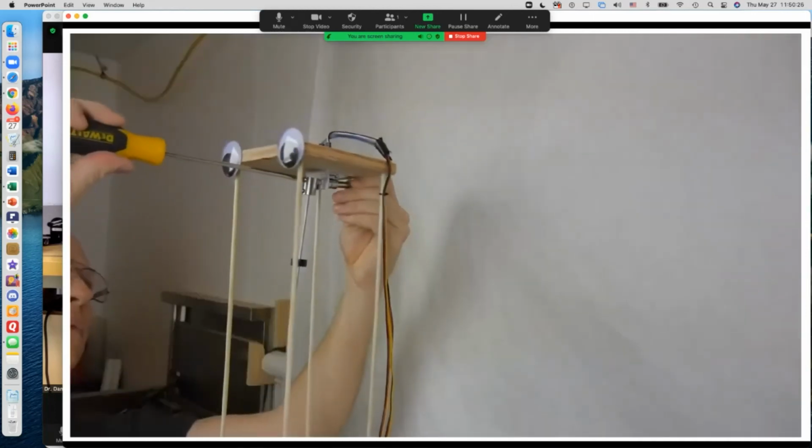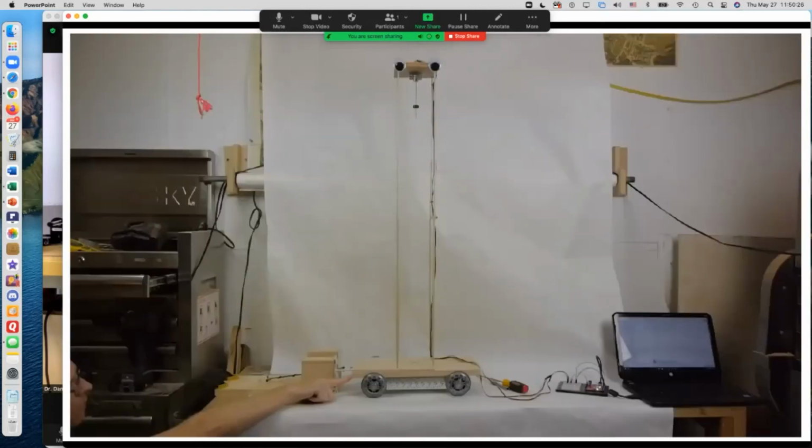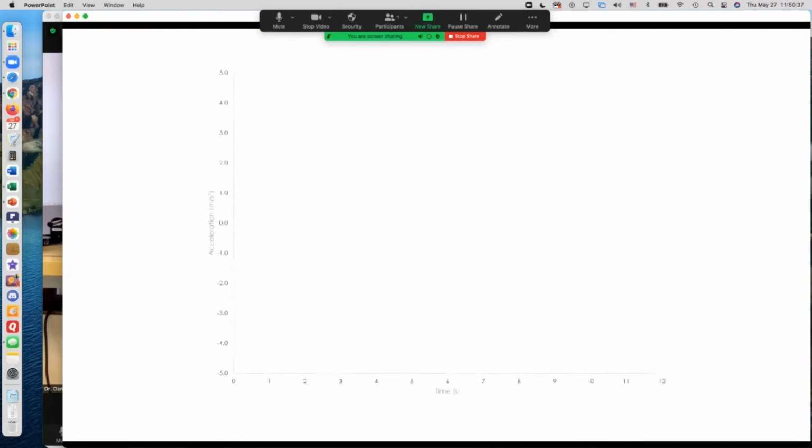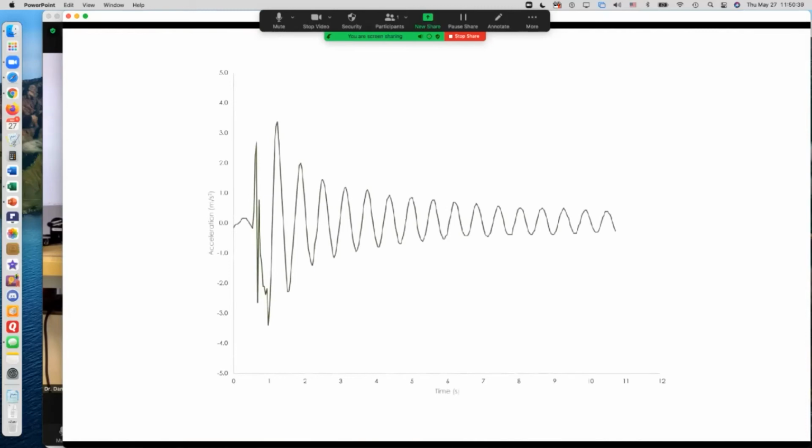Now let's tighten the screw to add some damping to the pendulum and see what happens. Even without looking at the data, you can see a remarkable difference in performance. Looking at the plot of acceleration response, we can see that the peak acceleration was about 3.5 meters per square second, so a reduction of only about 12%. But the big difference is how quickly the motion decays.